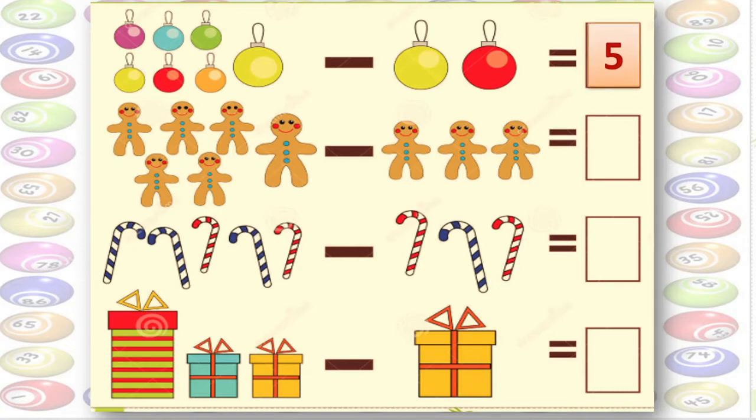In the second, here you can see 1, 2, 3, 4, 5, 6 dolls, and we have to cut 3 dolls. Means 1, 2, 3. How many remained here? 3 dolls remained.